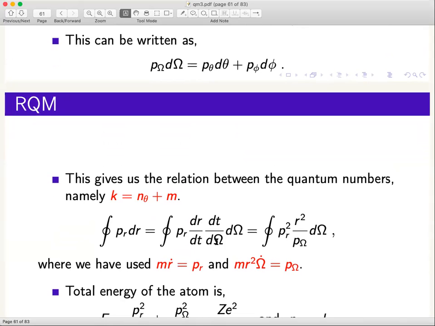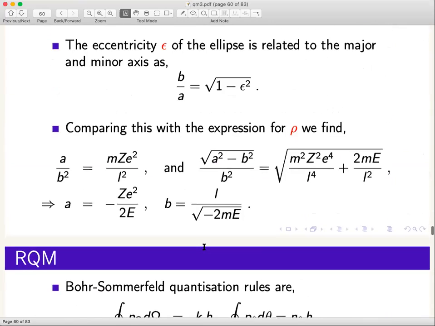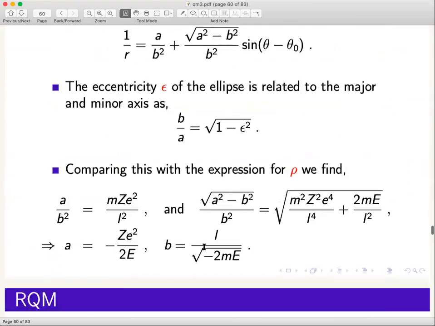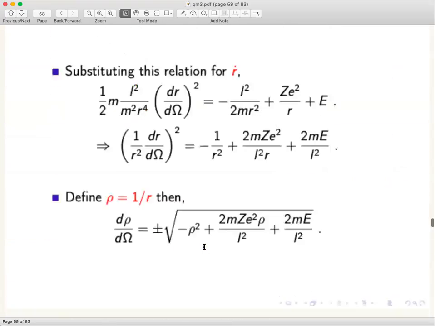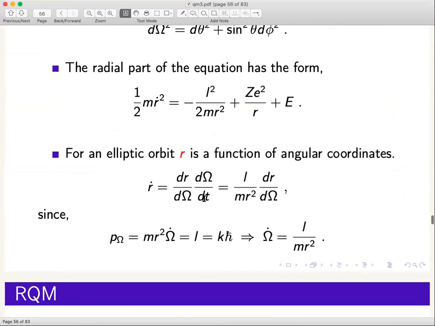So one way to do that is to write down PR dr is equal to PR dr by dt times dt by d omega, and times d omega, of course. And dt by d omega is something we know, and dr by dt is also something we know. We have already done this computation. Maybe I will not go back, but I had done this earlier, the R dot computation. So these quantities are written out here.